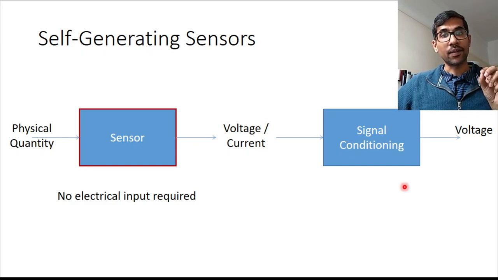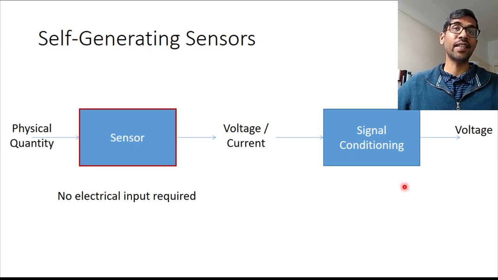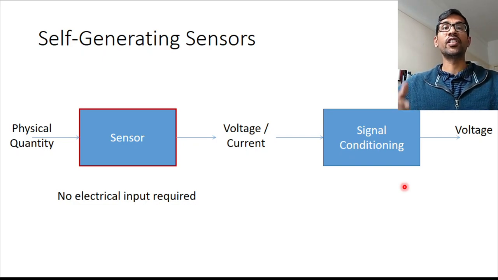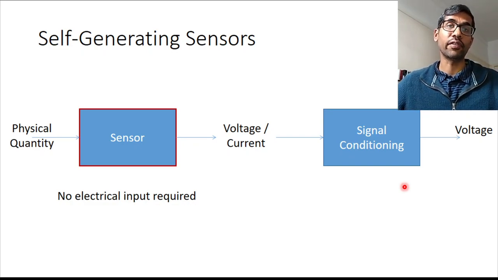However, self-generating sensors are sensors for which you do not need any electrical input to get a voltage and a current, right? They generate a voltage or a current at the output. So these kinds of sensors are called self-generating sensors.